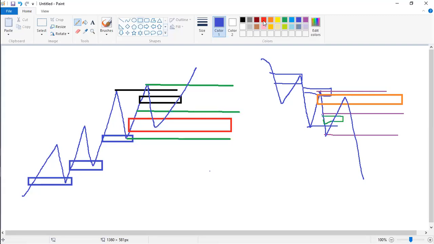Now let's say you have candles like this. So you have candles like this. So let's say this is a bullish order block. And this is the wick. And this is also the wick.